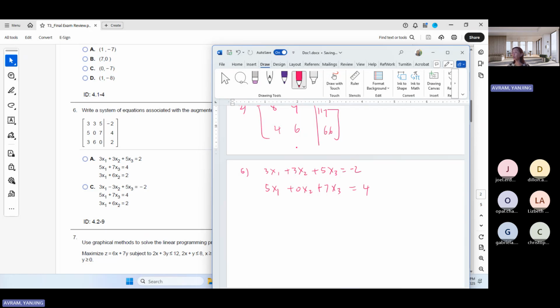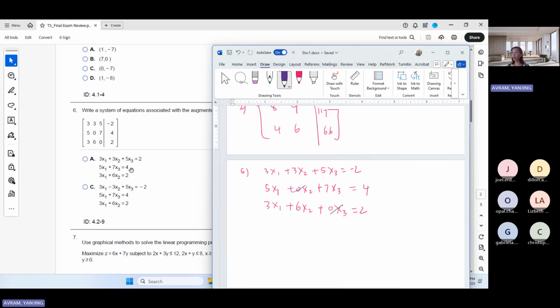And sometimes, in practice, we don't have to write down the 0, so we can just eliminate this one right here. But when you do the matrix, you do have to supply the 0 for the missing term, okay? That's very important. The third row here is 3x1 plus 6x2 plus 0x3 equal to 2. Again, we don't have to write down the 0, but when you do the matrix, you do have to supply the missing term. Then you go check the correct answer in this case.